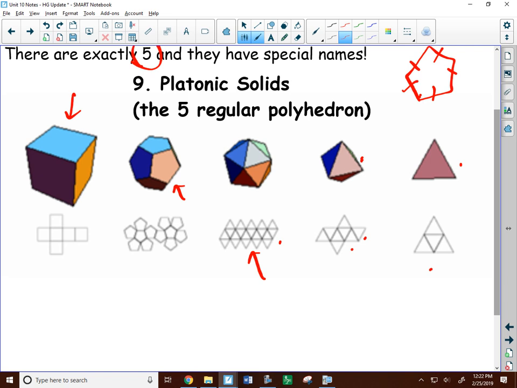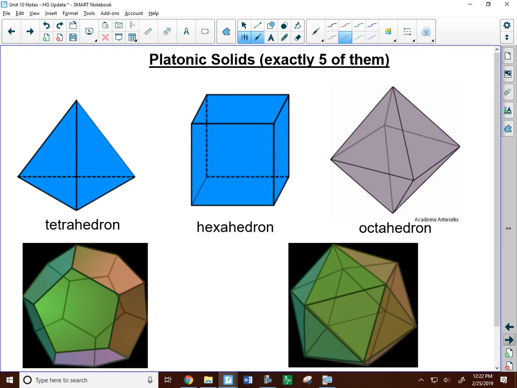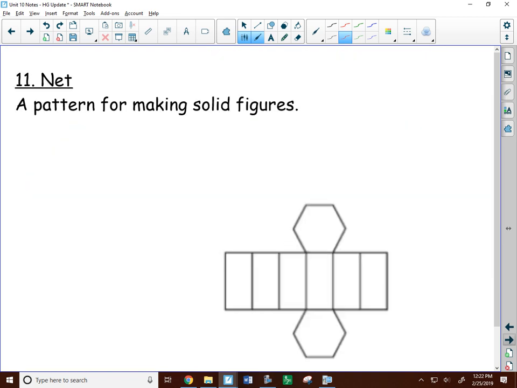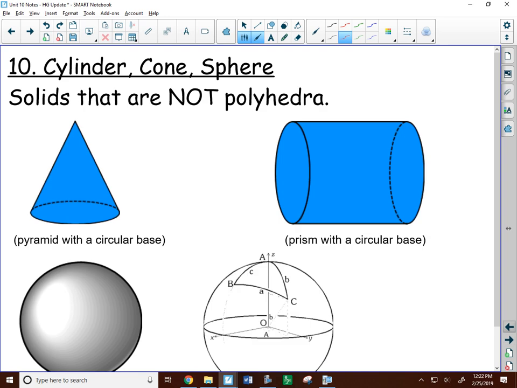Now, good thing this is not a standard for our class, so you should not be tested on that. I'm not going to test you on that. But I think up here later I have a net. I'm just showing you. Cylinder, cone, and sphere. These are listed separately because they're not made of polygons. They're made of curved surfaces. So they're solids, 3D shapes, but cone, sphere, cylinder are just not made of polygons.